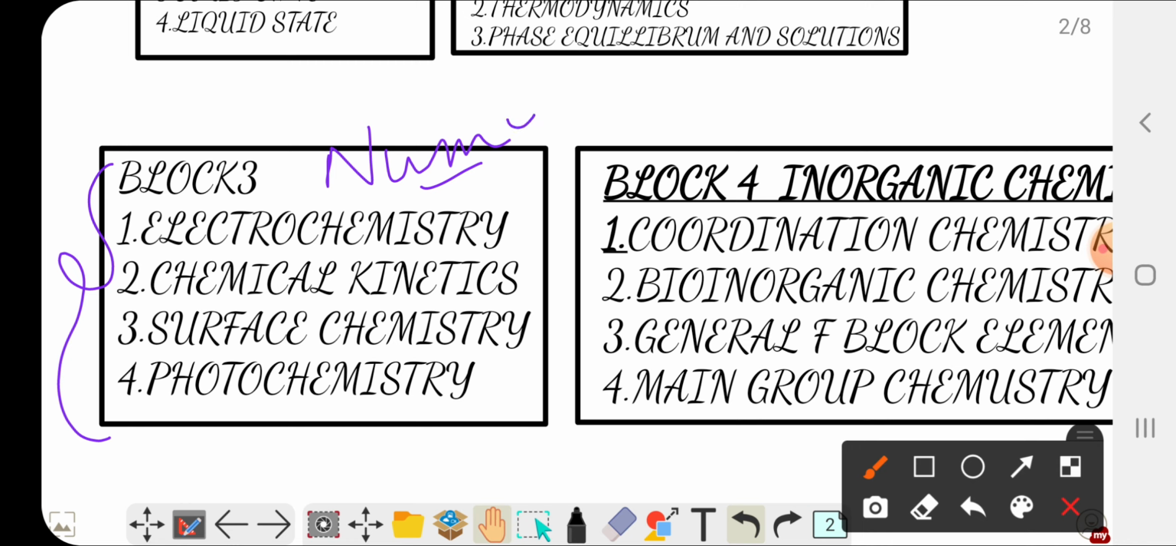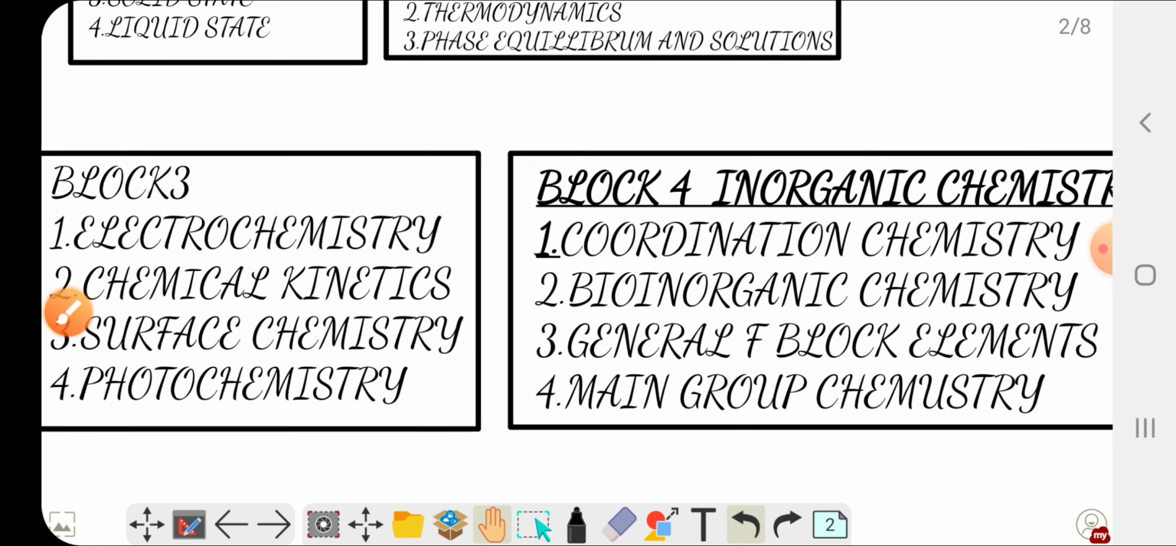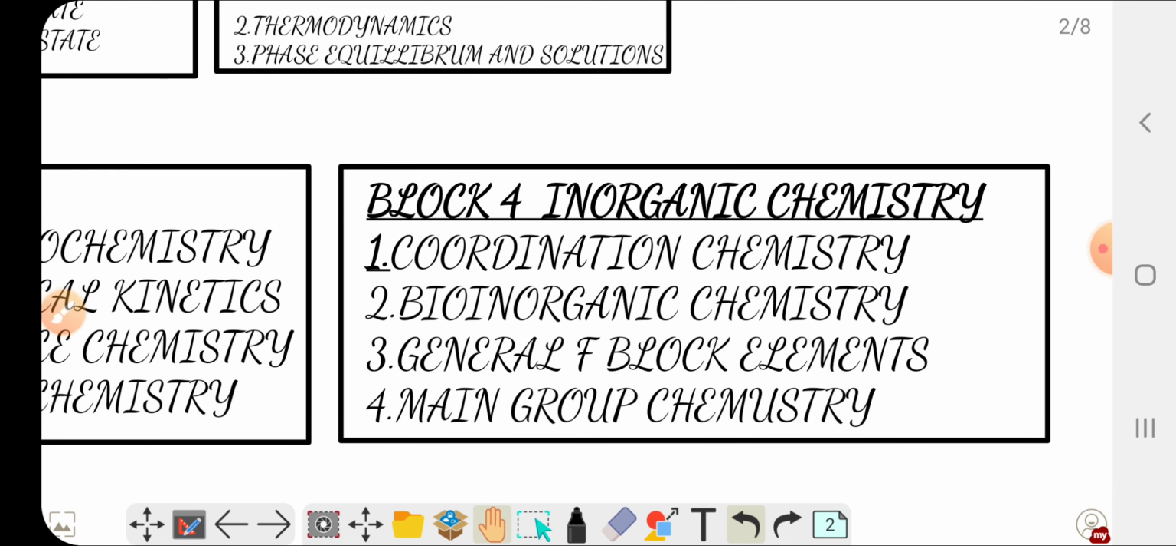Okay, now in block 4 there is inorganic chemistry, which basically comprises coordination chemistry, bioinorganic chemistry, general F block elements and main group chemistry. Now, one more thing you should note is that you should follow the sequence I have mentioned, because I have arranged them in order of importance. You should prepare them first and then proceed to the next.